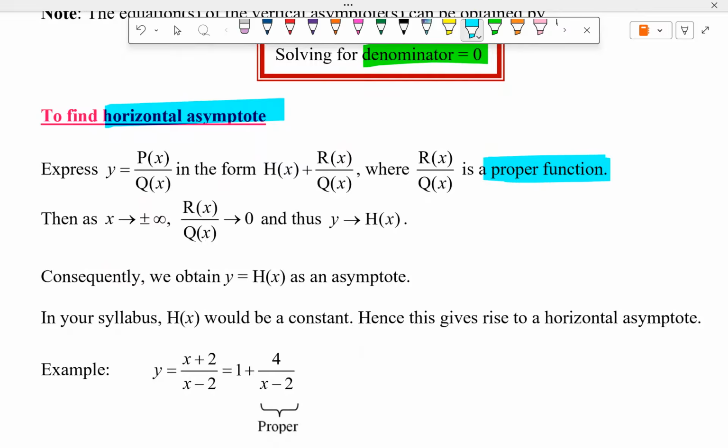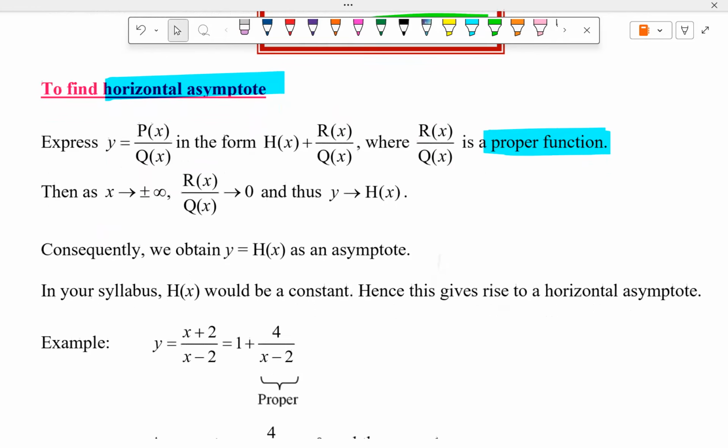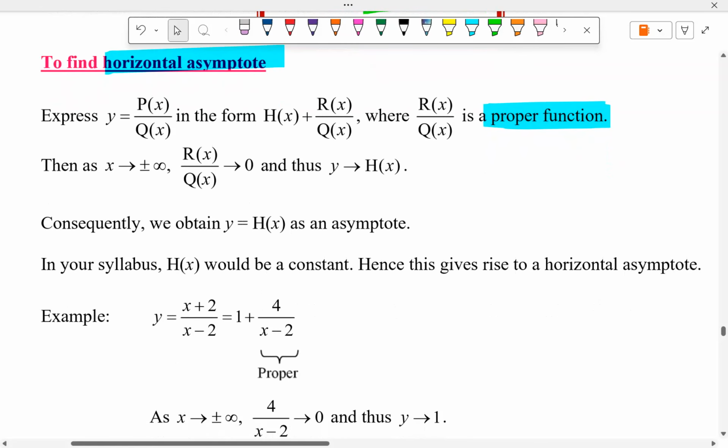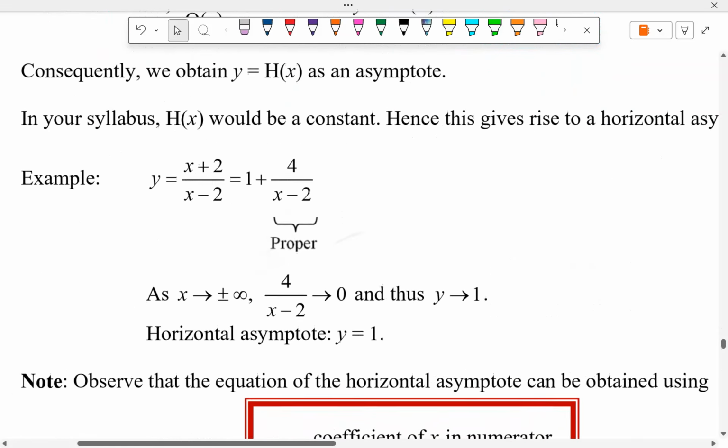If it's improper, you need to do a long division. If it's already proper, then you can safely know that the quotient, the constant that stands alone, will be the equation of the horizontal asymptote, which I'll show you in a while. Okay, so example over here.